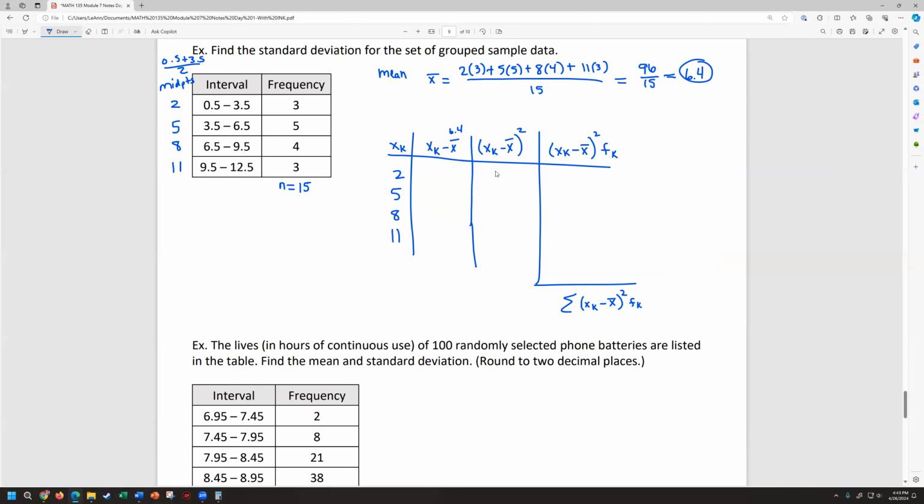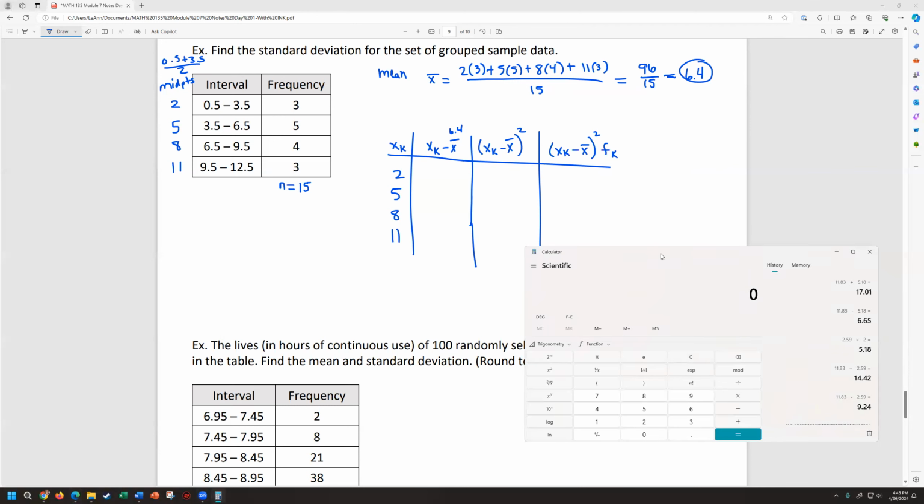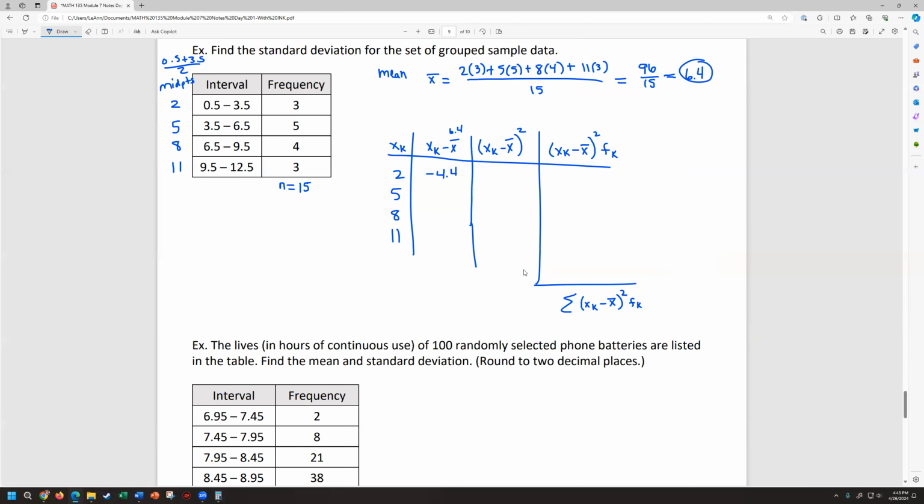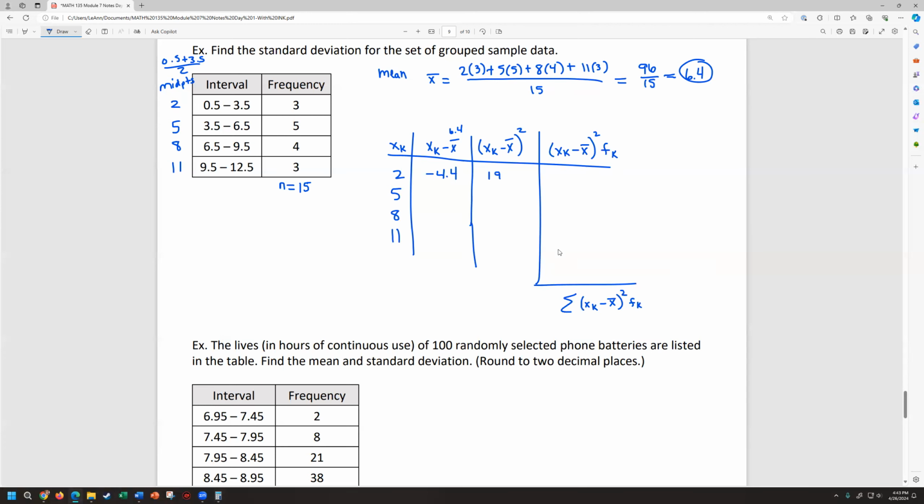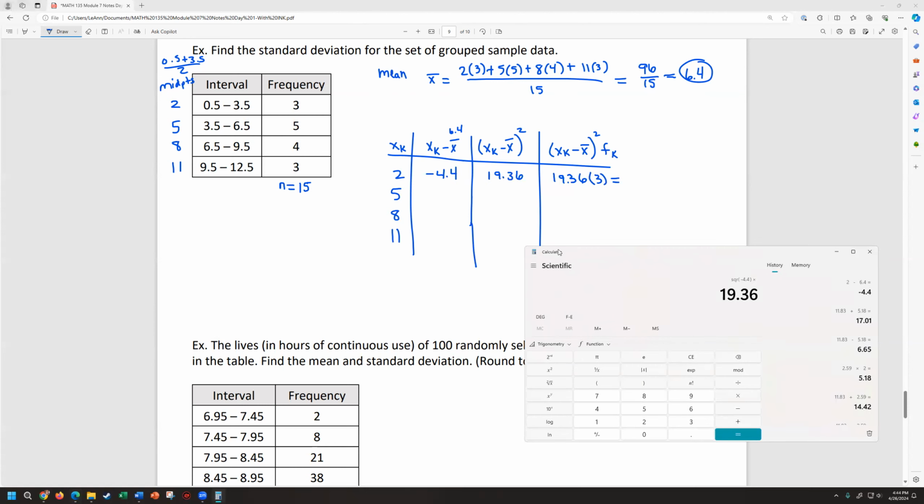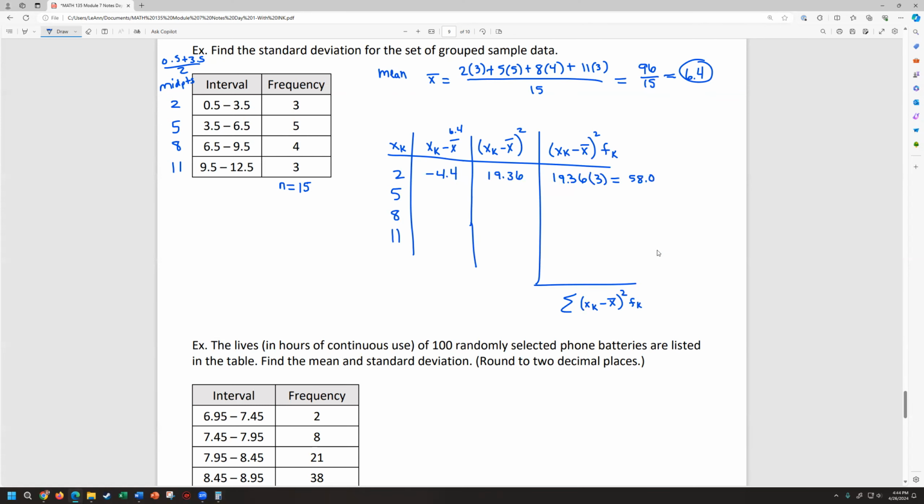So we are going to be doing 2 minus, I'm going to work one row at a time. So 2 minus 6.4 is negative 4.4. Okay. Then we square that. That is 19.36. Now I sometimes write this step out so people can see where I'm getting the number from. We're multiplying it by the frequency in that row. Okay, so that's times a 3. So that is 58.08. So that's the answer for the first one that we're going to end up summing.